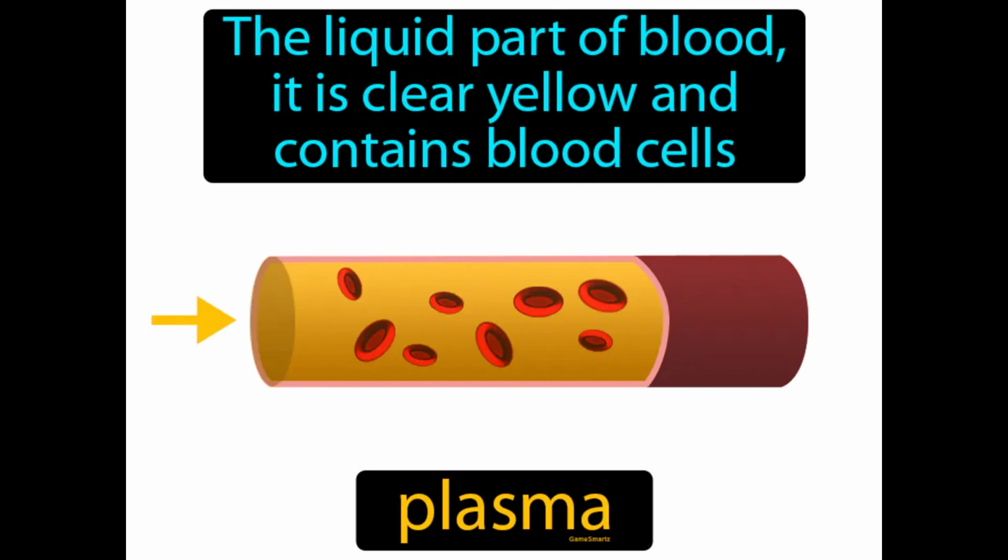The liquid part of blood, it is clear yellow and contains blood cells. Plasma. Plasma is the component of blood that transports nutrients, hormones, and waste products throughout the body.